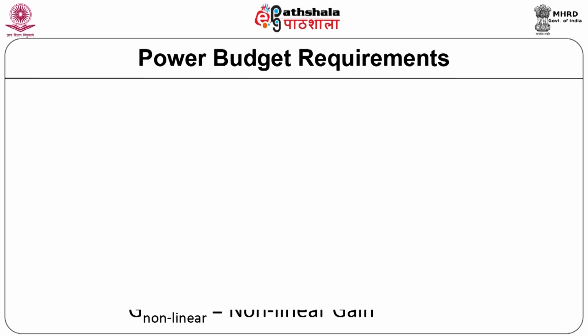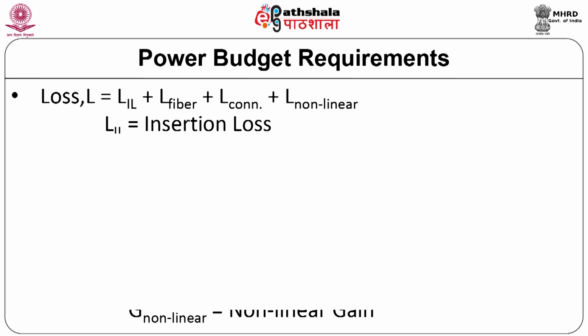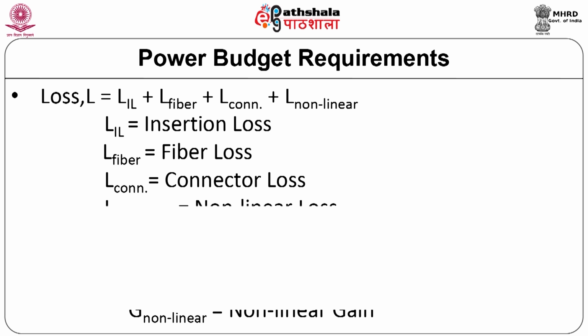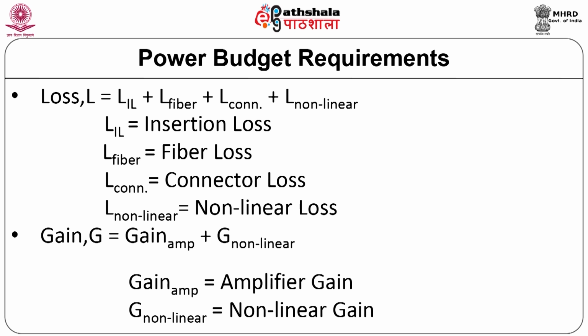These losses which we have considered earlier, they are L is equal to LIL plus L fiber plus L connectors plus L nonlinear. So LIL is the insertion loss, fiber loss, then connector loss is there, and L nonlinear is nonlinear loss. Similar to that, when we have a gain, the gain is due to amplifier as well as there is a nonlinear gain. So G amplifier is amplifier gain and G nonlinear is nonlinear gain.